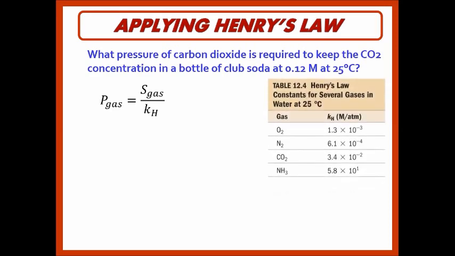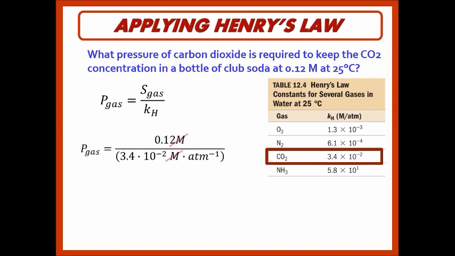The table here indicates that the K_H constant for carbon dioxide is 3.4 times 10 to the negative 2 molarity per atmosphere. If we plug in the K_H value in addition to the solubility of the gas, which was provided as 0.12 molar, we can see that the units of molarity will cancel, and therefore we determine that the partial pressure of carbon dioxide would need to be 3.5 atmospheres.